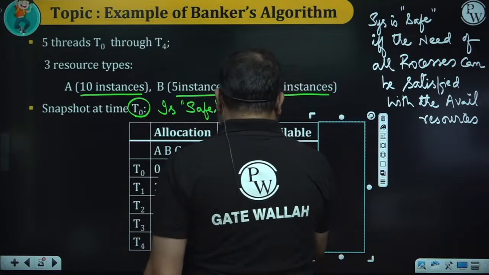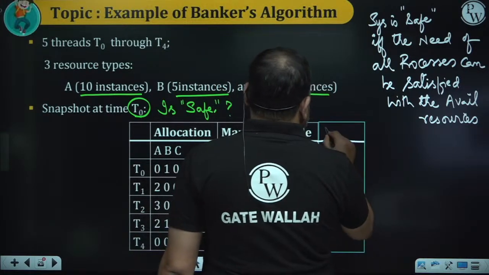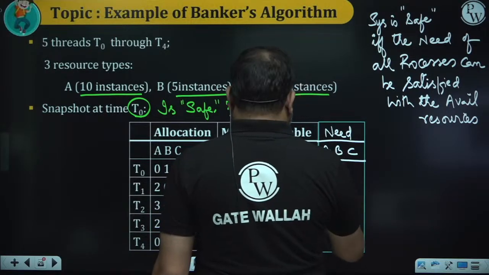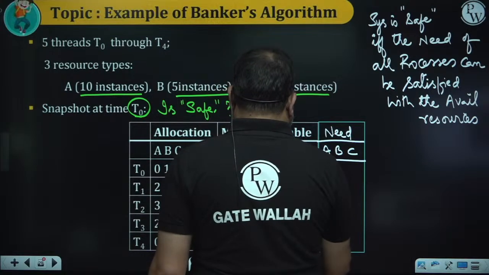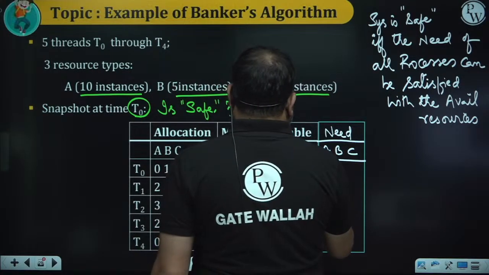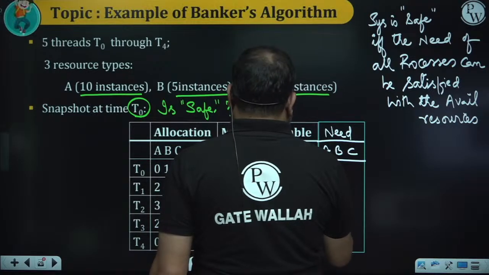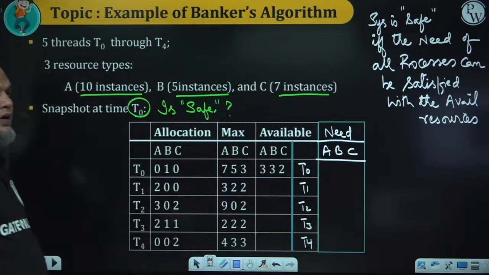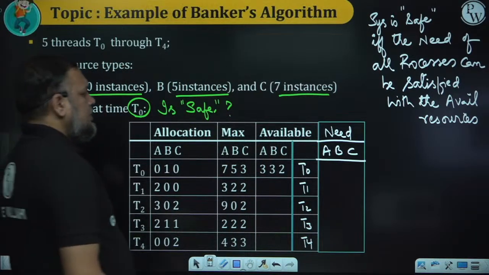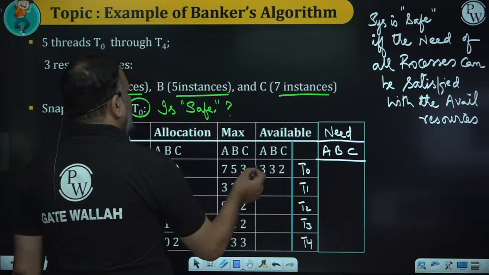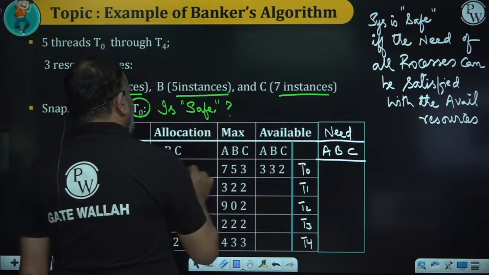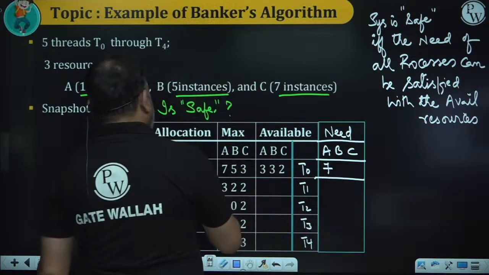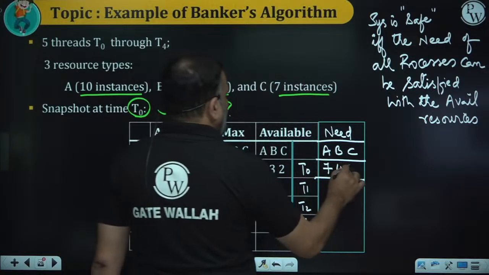सबसे पहले बच्चों आपने जो वर्कआउट करना है वो है नीड. आपने डिटरमिन करना है वैल्यू ऑफ नीड ऑफ ऑल द प्रोसेसेस फॉर रिसोर्सेस A, B, C. ठीक है. तो यहां पर फिर से मैं लिख रहा हूं टास्क T0, T1, T2, T3, T4. ऑल टास्क का आपने नीड डिटरमिन करना है. So what is the need of process T0? Max minus allocation, 7 minus 0 is 7. यहां पे हम लाइन भी बनाएंगे. तो 7, 5 minus 1 is 4, 3 minus 0 is 3.